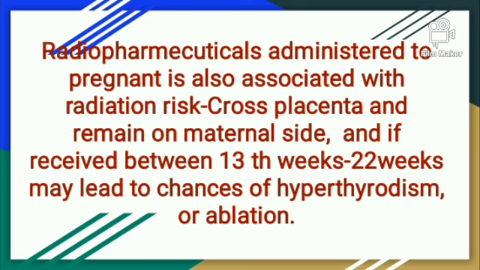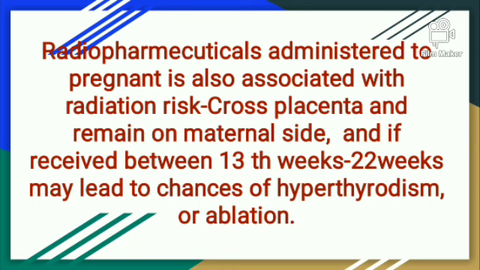One is cross placenta. The fetus, how does it take nutrition? Via the umbilical arteries, right? So whatever the mother takes, if you are giving the contrast, that umbilical artery will take all the contrast and it will circulate to the fetus, and it remains on the maternal side too.